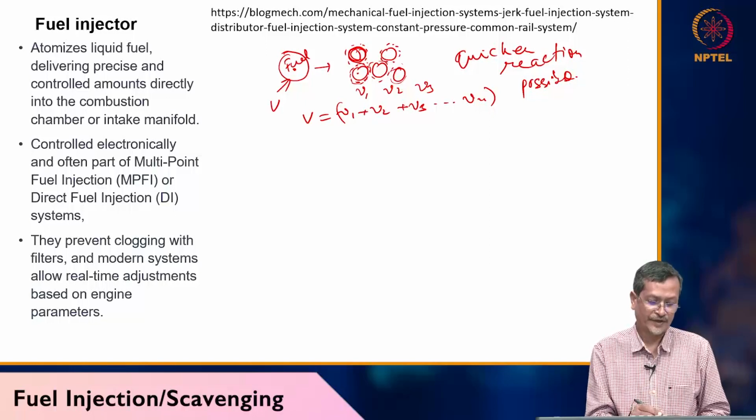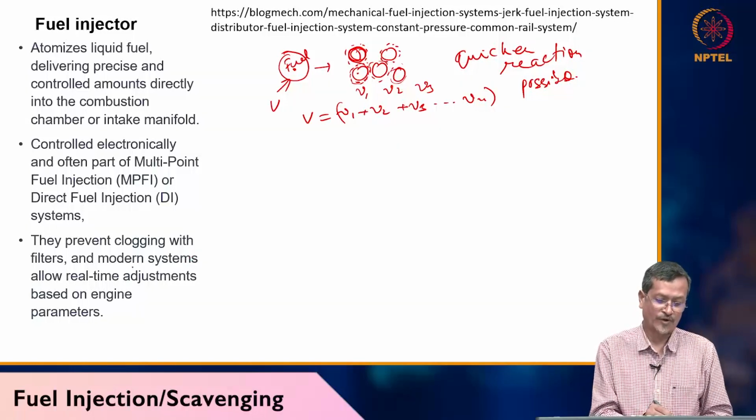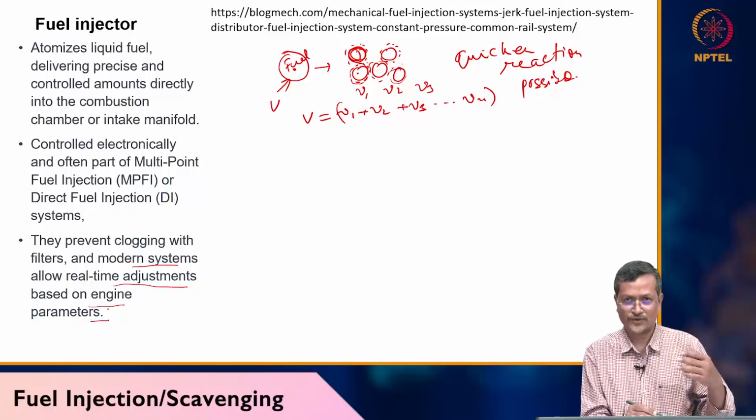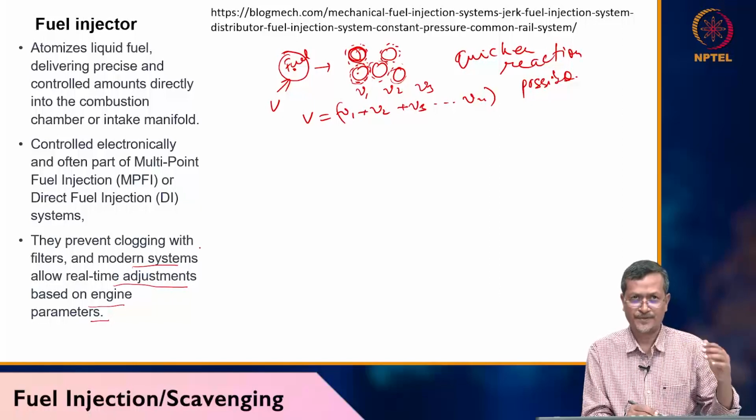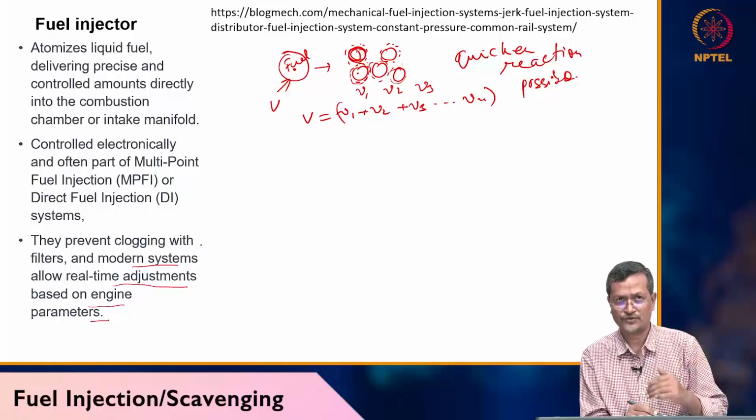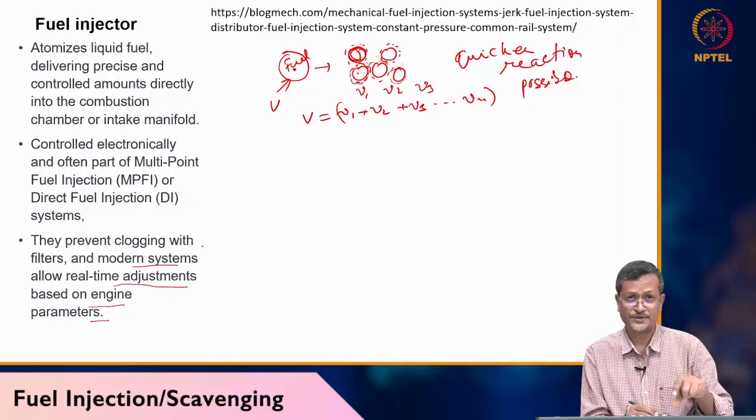They prevent clogging with filters, and modern systems allow real-time adjustment based on engine parameters. Engine parameters may be your load condition, temperature, pressure, or some other parameter changing. Based on that, the fuel injection rate will change, and the fuel-air ratio will also change.